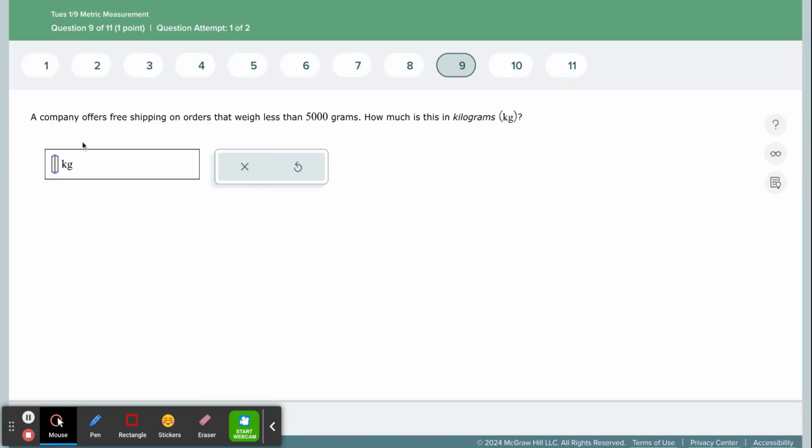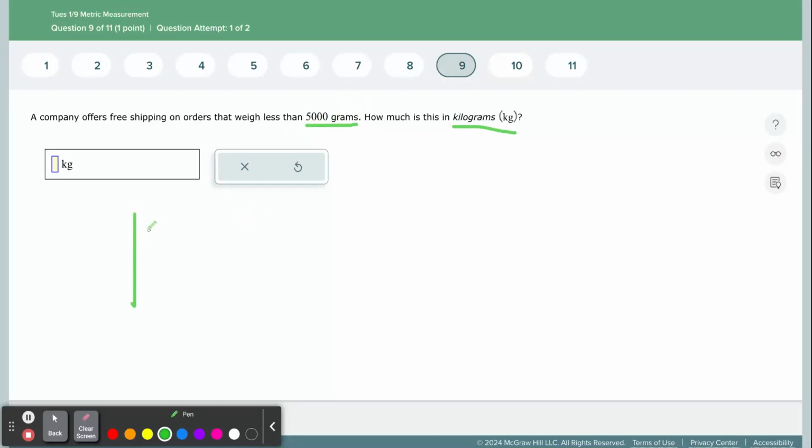Okay. Here we go, moving right along. All right, so a company offers free shipping on orders that weigh less than 5,000 grams. How much is this in kilograms? So I'm glad they've at least moved on. We're getting away from the meter stuff. Okay, so here we go. We're at 5,000 grams and we want to know kilograms. Okay, remember grams is a base unit.